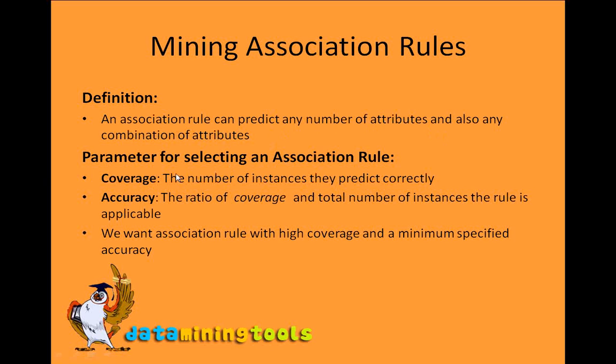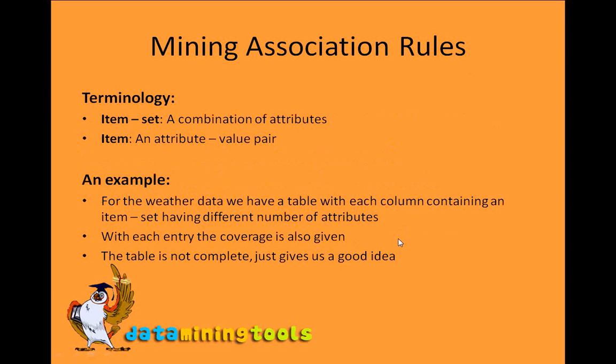The coverage, that is the number of instances they predict correctly; and the accuracy, the ratio of coverage and the total number of instances the rule is applicable to. So the total number of correct instances they predict and the total number of instances for which the association rule holds. We want association rules with high coverage, and they should have an accuracy greater than at least the minimum specified accuracy.